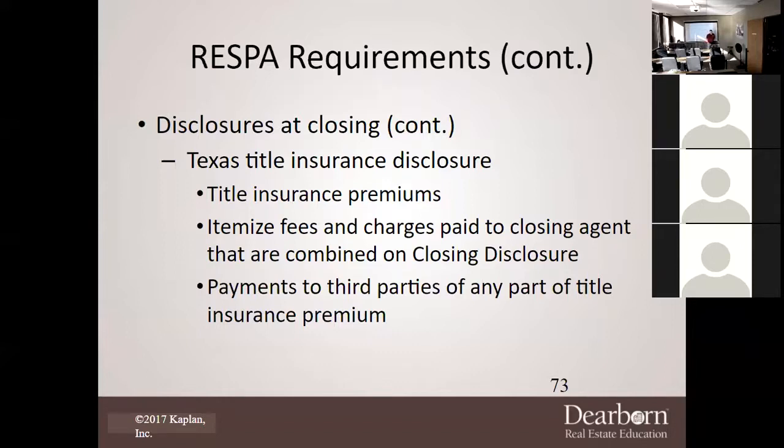If you go to Mr. Eugene's every time and he screws up every single transaction, how long is he going to be in business? Not at all. Word of mouth can destroy you. That's right. So you've got to make certain that you understand there are going to be premiums, but oftentimes the title company is basically picked, like Stefan said, by either preference or based upon rapport or good service. Okay. Again, they're also going to itemize fees and charges paid to the closing agent that are combined on the closing disclosure. Payments to third parties of any part of the title insurance premiums are also going to be made.